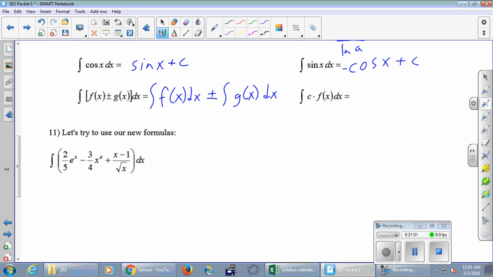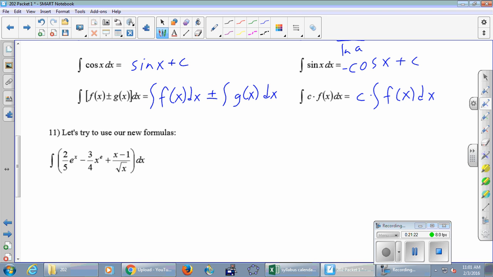Good. Okay, and then here you've got a constant times a function. You can take that constant and bring it right out in the front. Do your antiderivative, whatever it is, and then multiply by the constant at the end. And we'll see how to use that one in this next example here.